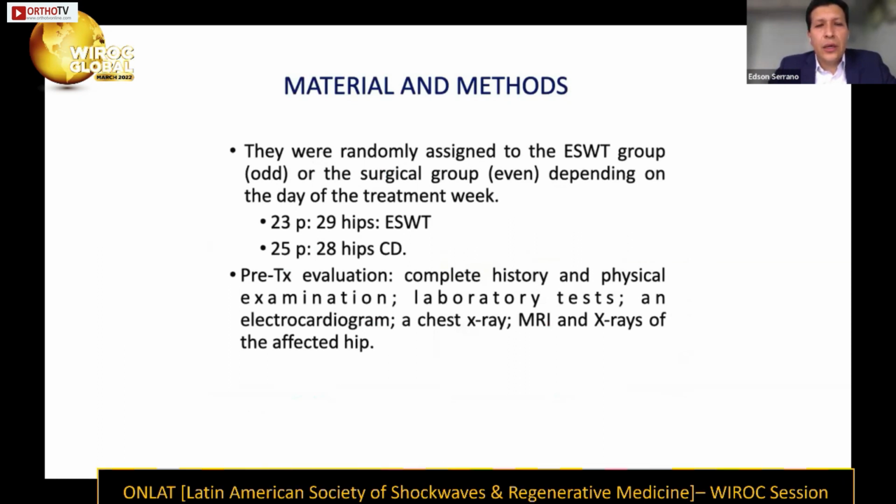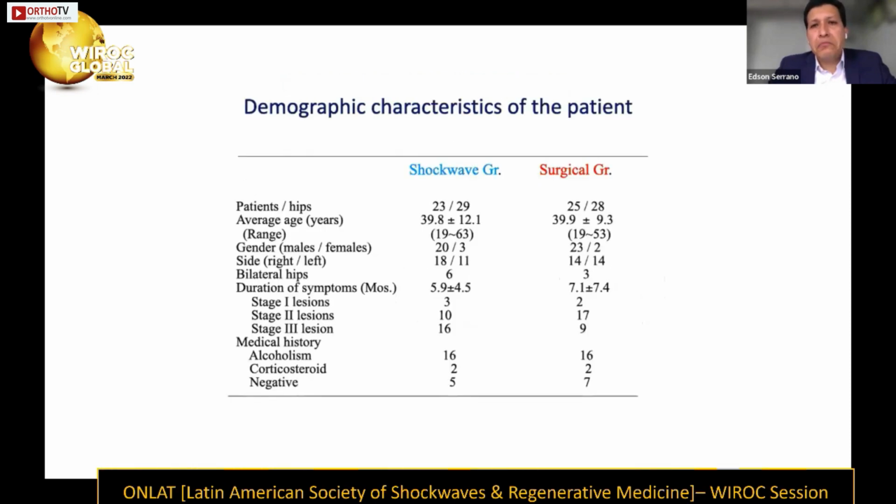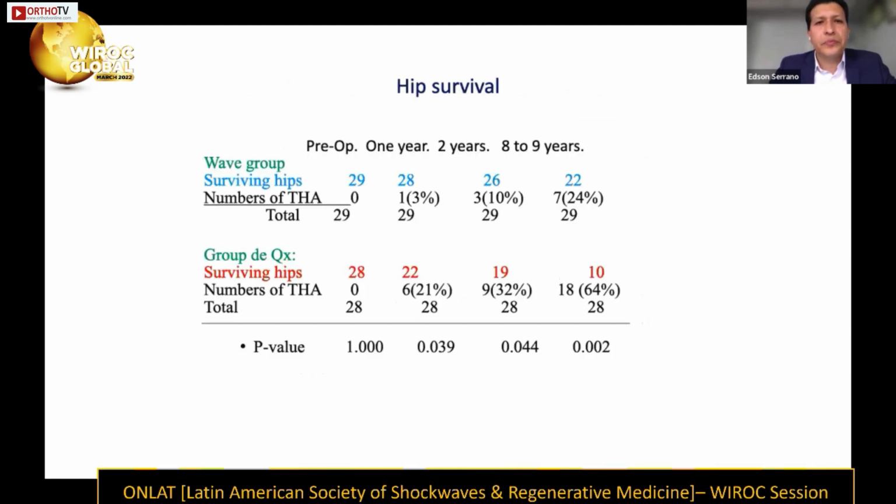23 patients, extracorporeal shockwave, with 29 hips; 25 patients with 28 hips, core decompression. The groups are very similar. You can see the demographic characteristics of the patients are very similar: number of hips, average gender, size, duration of symptoms, all are very comparable between the shockwave and surgical groups.